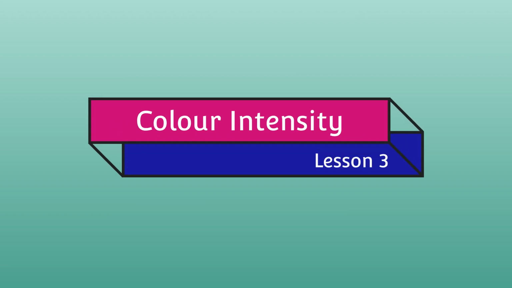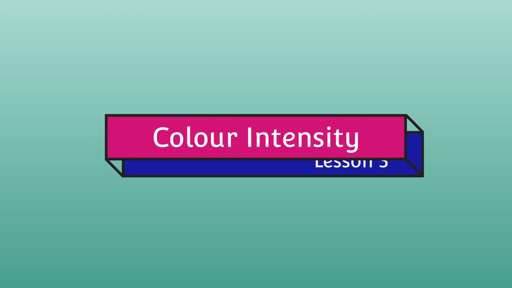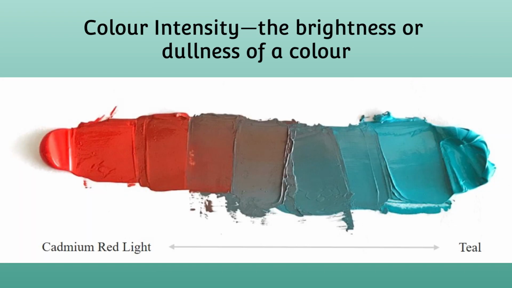I'm excited today to talk to you about color intensity, which is a really important concept for all artists to understand and to be able to practice. So color intensity is the brightness or dullness of a color. As you see here in this example, the red and the teal on opposite ends of the color intensity scale are pretty bright, and as they move towards each other and mix together, they get more dull.